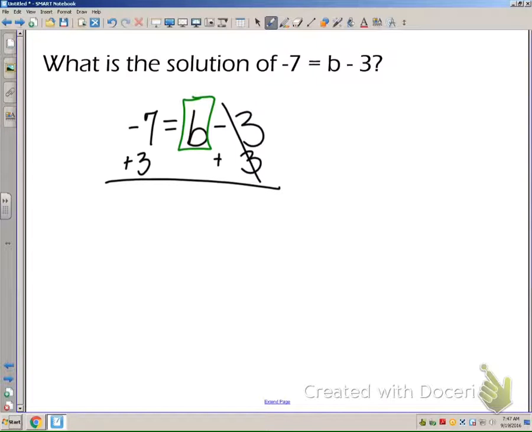Negative 7 plus 3. Think of our little song. We're adding, and there are different signs. So we're going to keep the sign of the larger number. And really, I'm just saying what's the difference of 7 and 3? That would be 4, and keeping the sign of the larger number, so it's negative 4 equals b. You can plug it back in and double check. Negative 7 should equal negative 4 minus 3, which we know it does equal negative 7.